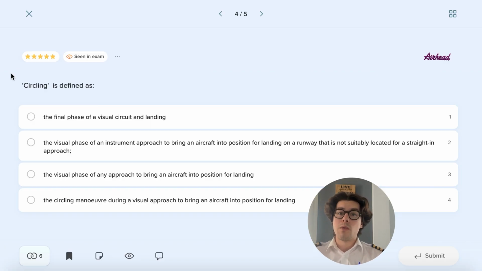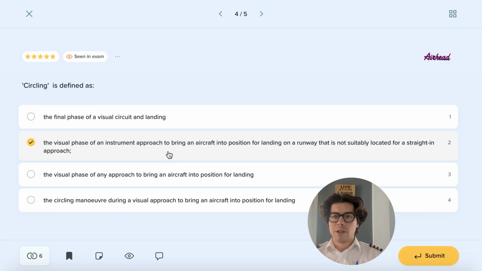You join the downwind and perform a visual maneuver. So this will be the final phase of a visual circuit and landing. It's not a circuit and landing. The visual phase of an instrument approach to bring an aircraft into position for landing on a runway that is not suitably located for a straight-in approach. That is correct. Some runways will actually have the approach published with the nav aids putting the aircraft up to 90 degrees angle from the runway.